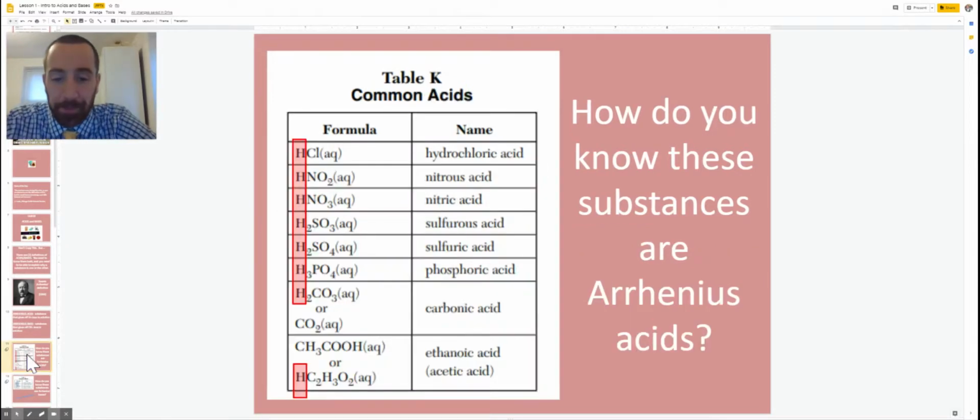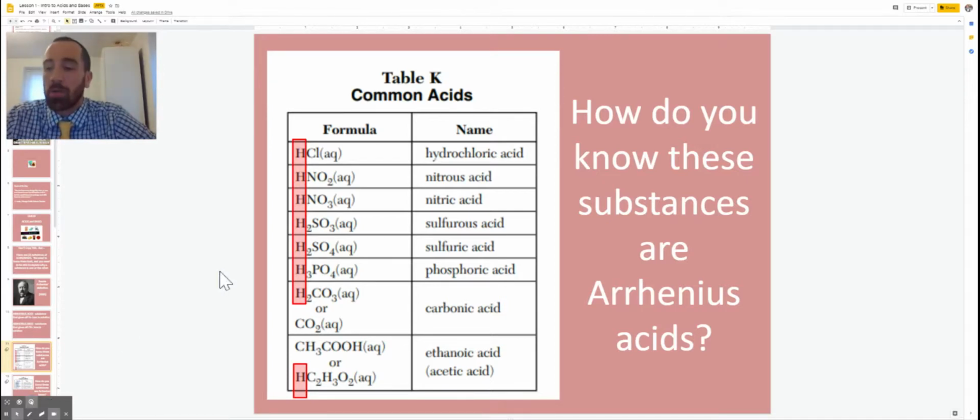So really quickly, why don't you pause the video and think about this. What do you notice about all of these common acids? And sorry, it's sort of highlighted already, but take a minute, think about it. And how would you know that these are Arrhenius acids? See if you can connect what you see here on table K to the definition you copied. So go ahead, pause the video and think about it.